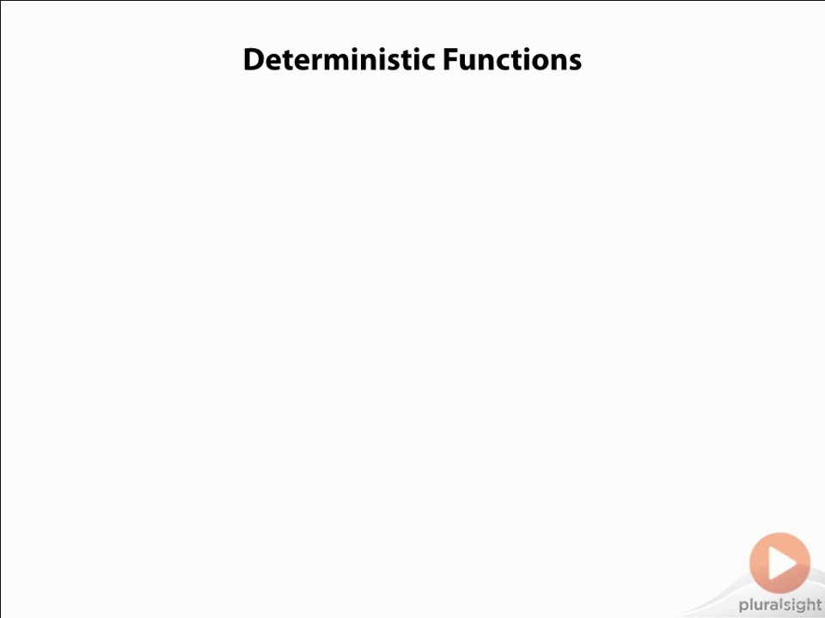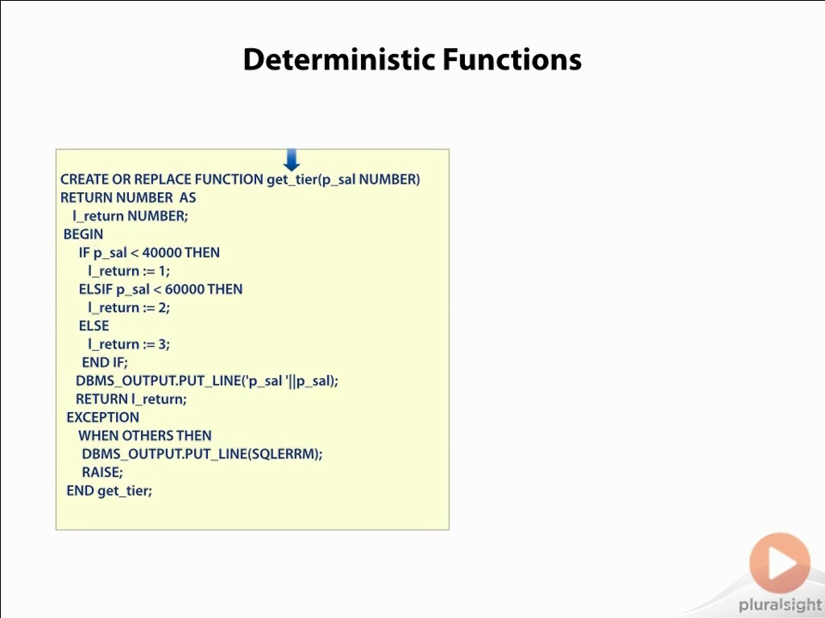In order to understand the performance gain using the deterministic keyword, first let us take a look at a function defined without using it. So here is a regular function getTier which takes in a psal number parameter and returns the tier in which the salary falls. Inside it compares if psal is less than 40,000, then assigns lreturn as 1. If psal is less than 60,000, then lreturn is 2, otherwise lreturn is 3. We print the psal input parameter and return lreturn.